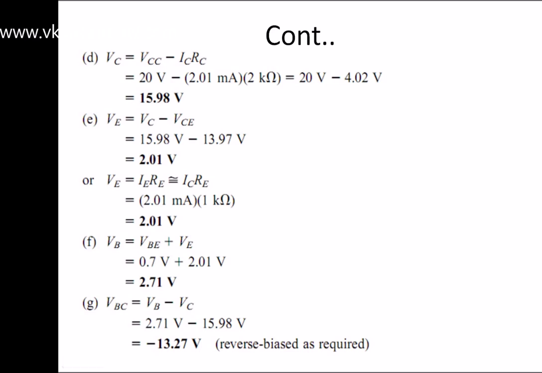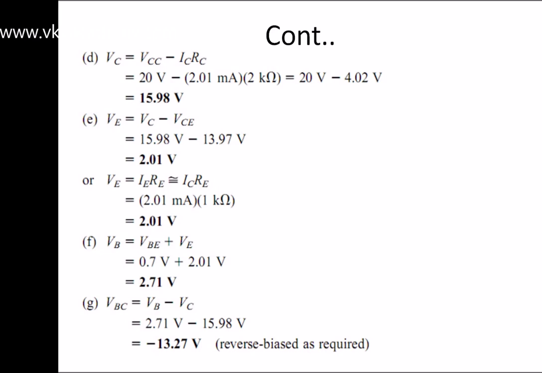Let us calculate the single subscript voltage VB. Again we know VBE is equal to VB minus VE. So VB will be equal to VBE plus VE, and VE we have already calculated, which is 2.01 volt. So the final result will be 2.71 volt. At last let us calculate the VBC voltage. We know VBC is equal to VB minus VC, and the result is minus 13.27 volt, reverse biased as required for a common emitter configuration for NPN transistor.